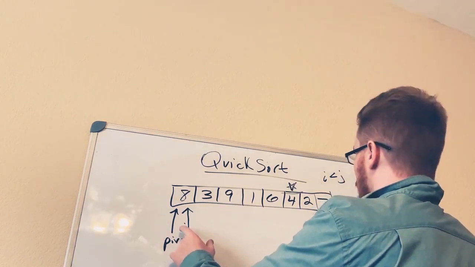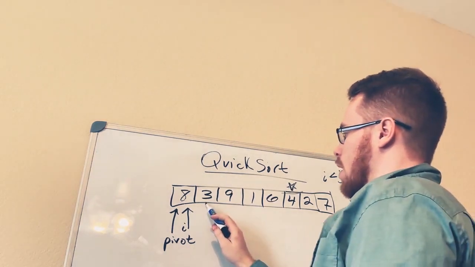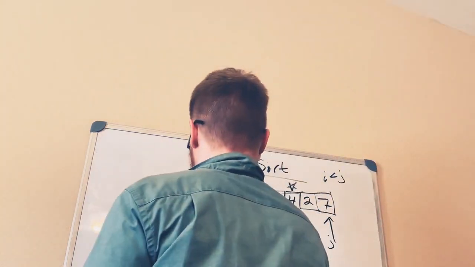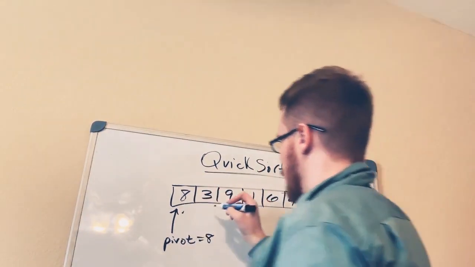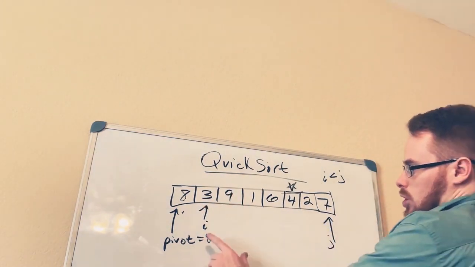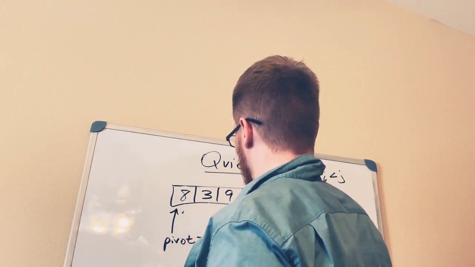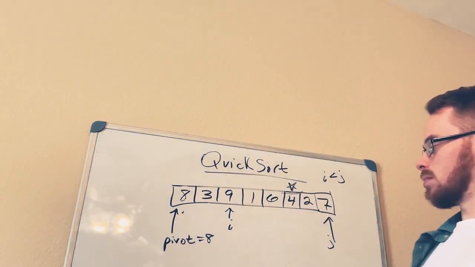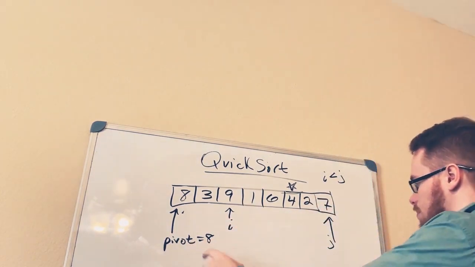So let's do that. What we're going to do is keep incrementing I until we find a value that is greater than the pivot, okay? So pivot right now equals 8. Let's increment I by 1. Okay, so I equals 3 right now, which is not greater than 8. So we're going to keep incrementing it by 1. I is at 9. I is equal to 9, which is greater than our pivot. Awesome. So that's good. We found a value that is greater than our pivot.